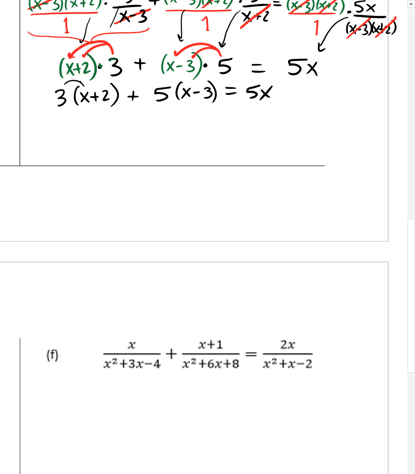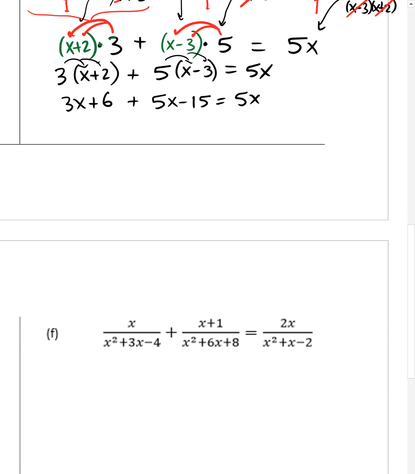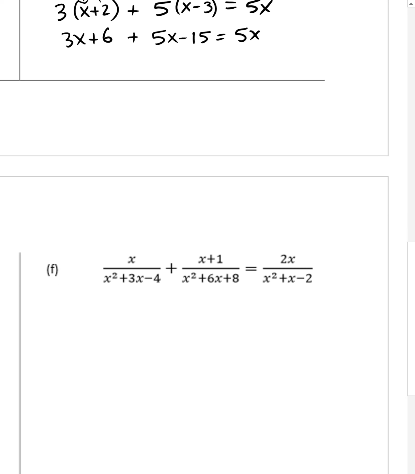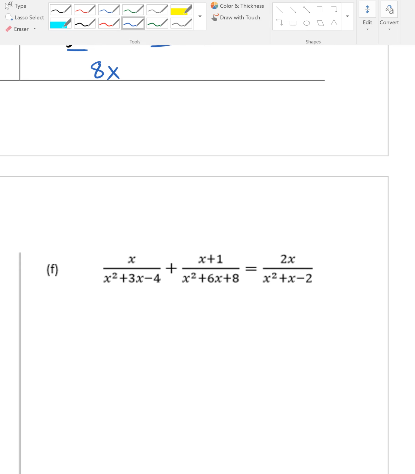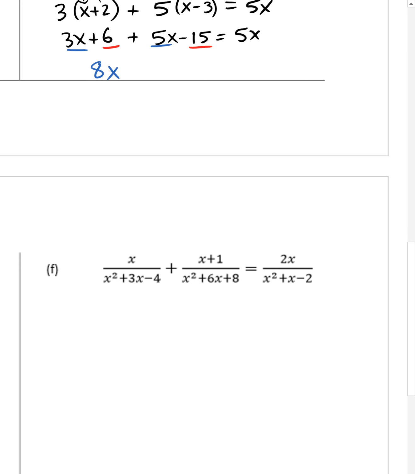Alright, if I distribute the 3 in there, that'll make 3x plus 6. If I distribute this 5 in here, it'll be 5x minus 15. And then on the right, there's nothing to do. It's only one term. Now on the left side, I see that there are a couple like terms. 3x and 5x are like terms. Together they make 8x. The other like terms are the 6 and the negative 15. They make negative 9. And then on the other side, the 5x is kind of just sitting there waiting to see what happens.